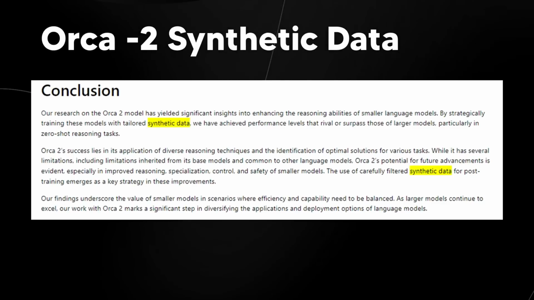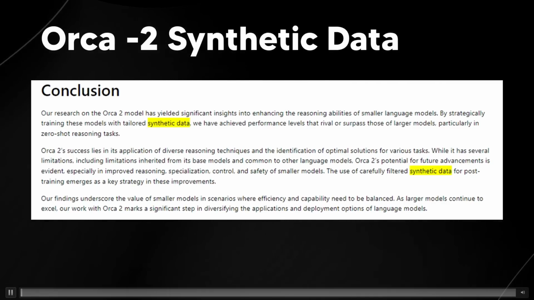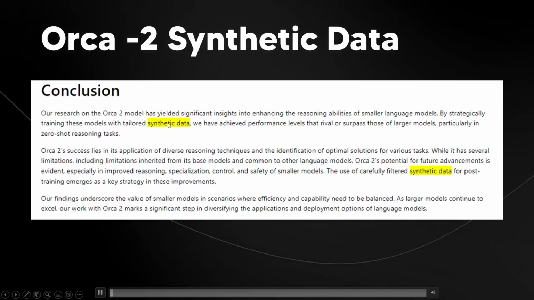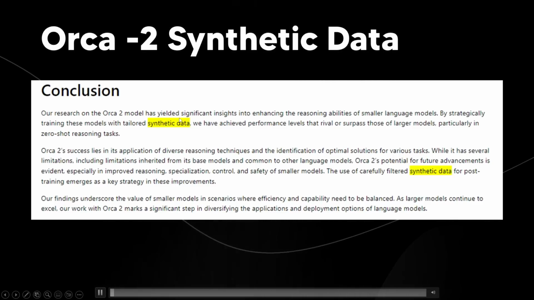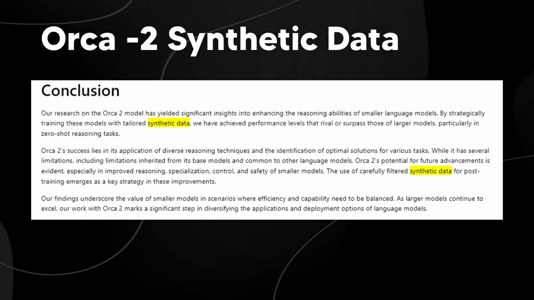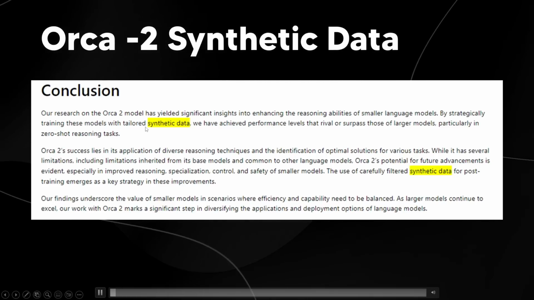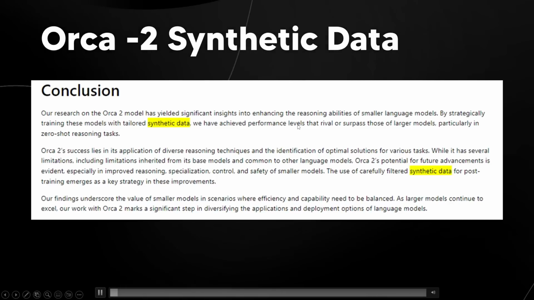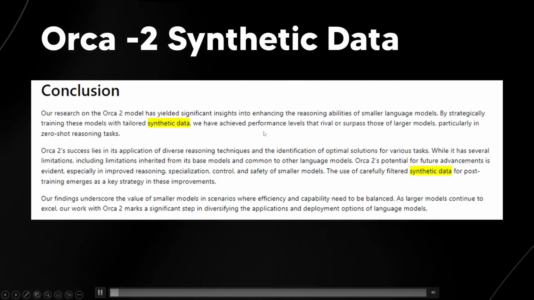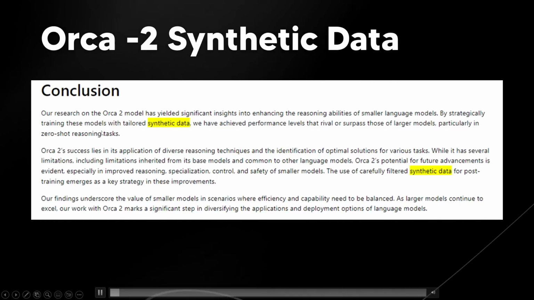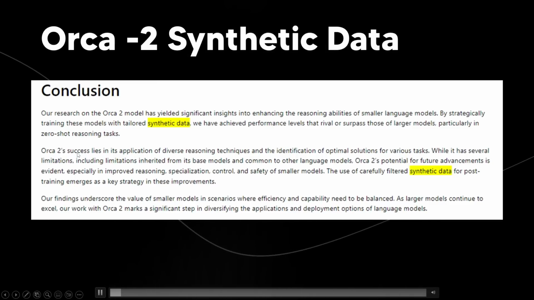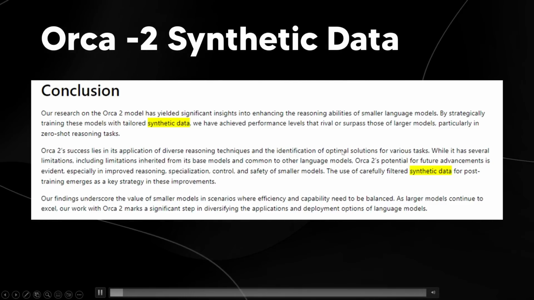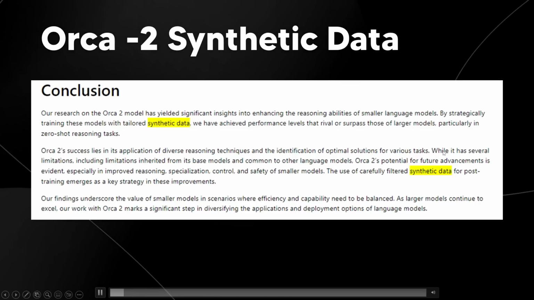And I'm going to show you guys the conclusion here. If you haven't seen the video, I did make a video recently, but it says our research on the Orca 2 model has yielded significant insights into enhancing the reasoning abilities of larger language models. By strategically training these models with tailored synthetic data, we have achieved performance levels that rival or surpass those of larger models, particularly in zero-shot reasoning tasks. And then, of course, it essentially says Orca 2's success lies in its application of diverse reasoning techniques and identification of optimal solutions for various tasks.